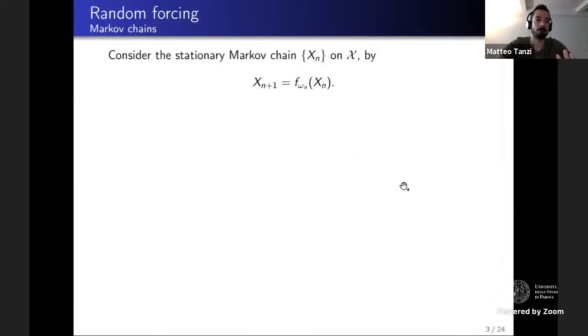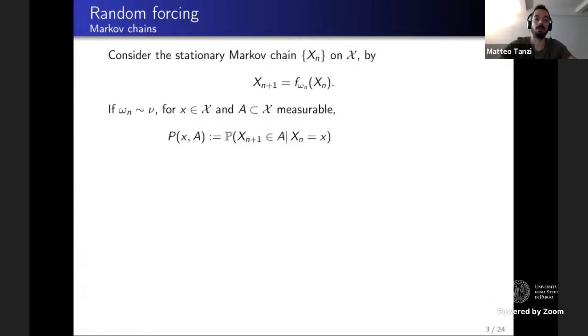Random forcing. A randomly forced discrete dynamical system produces in a very straightforward way a stationary Markov chain, x_n, on the phase space chi. So x_n is a sequence of random variables which are loosely defined in this way. If I have x_n, I can obtain x_n plus 1 by applying f omega n to x_n. The fact that omega n is a random variable makes this sequence a sequence of random variables and a Markov process in particular.